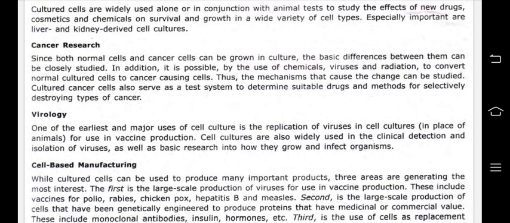In cancer research, since both normal cells and cancer cells can be grown in culture, the basic difference between them can be closely studied. In addition, it is possible by the use of chemicals, viruses, and radiation to convert normal cultured cells to cancer causing cells. The mechanism that caused the change can be studied. Cultured cancer cells also serve as a cell system to determine suitable drugs and methods for selectively destroying types of cancer.